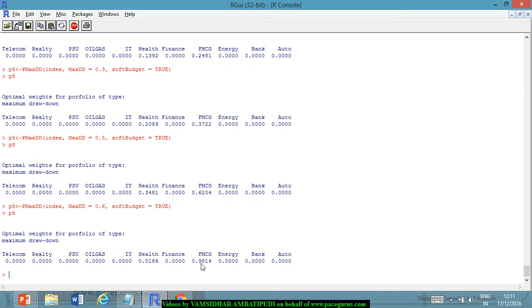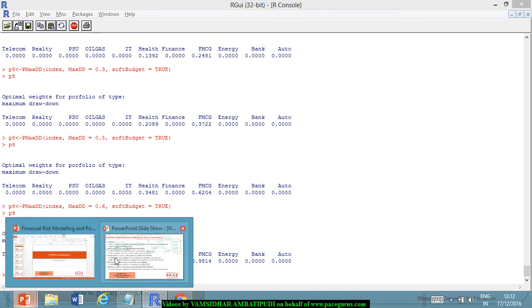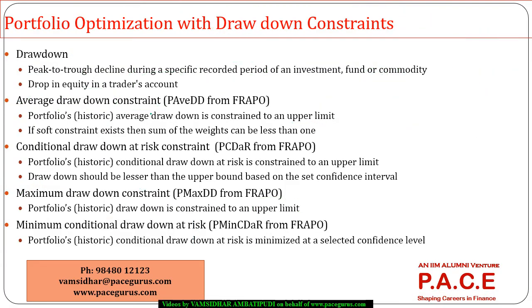So if I have a maximum drawdown constraint that is being set, based on that it will do the optimal portfolio. So you are seeing that based on the maximum constraint, it is selecting only healthcare and FMCG, which happen to be the least risky kind of overall portfolios, and those are coming out as the suggestions for the investment. Similarly, I could have the average drawdown constraint as well.